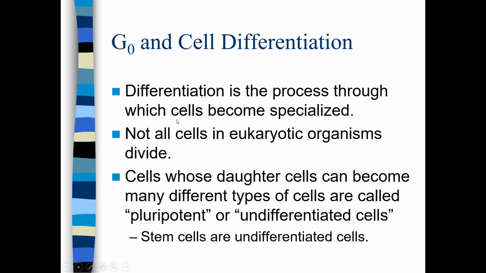Now, consider cells whose daughter cells can become multiple different types of cells. The cells that produce your skin cells make a copy of themselves and they make a cell that is a skin cell. That's not a pluripotent cell. A pluripotent cell, or a stem cell, an undifferentiated cell, is a cell whose offspring can become multiple different types of cells.